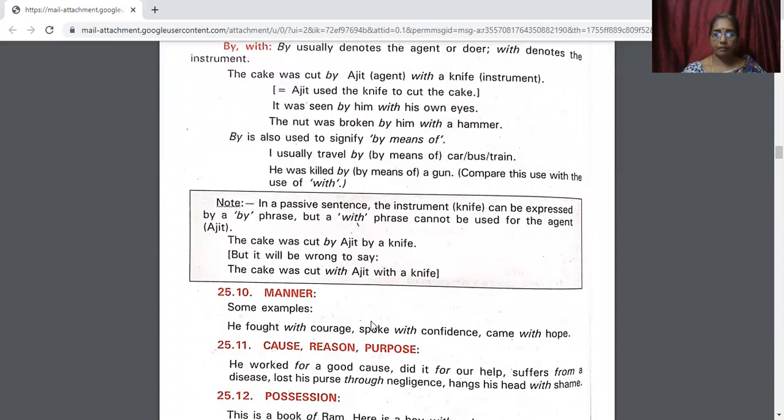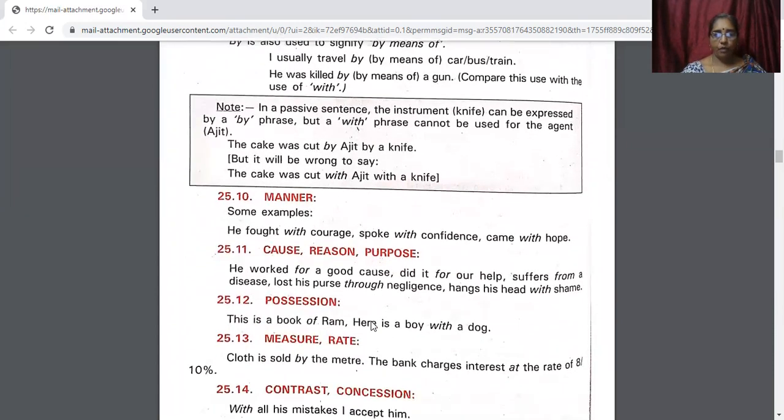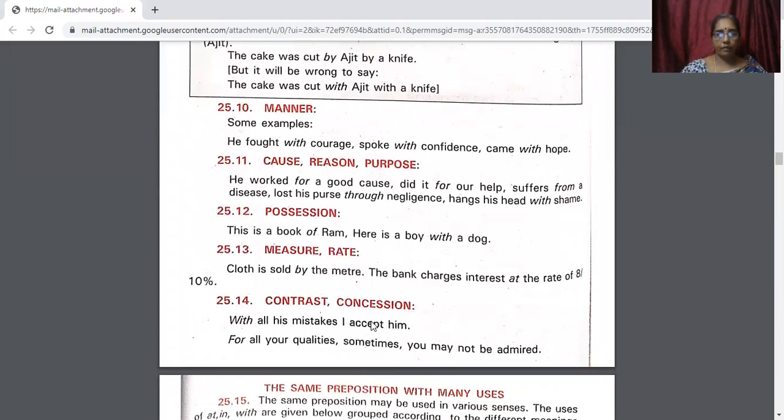Now, manner. He fought with reason. He fought with courage, spoke with confidence, came with hope. Cause, reason, purpose. He worked for a good cause, for a cause. Did it for our help. Suffers from a disease. Lost his purse through negligence. Hangs his head with shame. How the preposition is used, that we have to keep in mind.